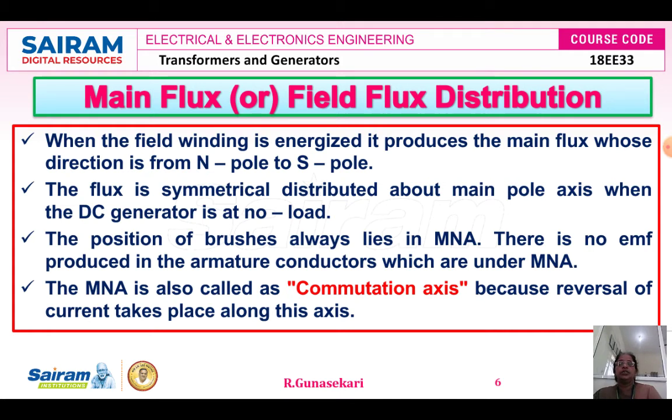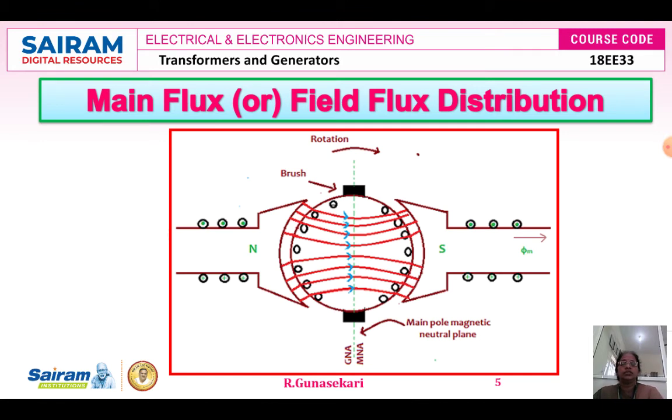Already I told the brushes always lie in the MNA only. So therefore there is no EMF induced in the armature conductor, because the brushes are under MNA. So now you can see the circuit diagram. The GNA and MNA are straight vertical. The brushes are also marked in the figure. So that means the position of the brush lies along the MNA only.